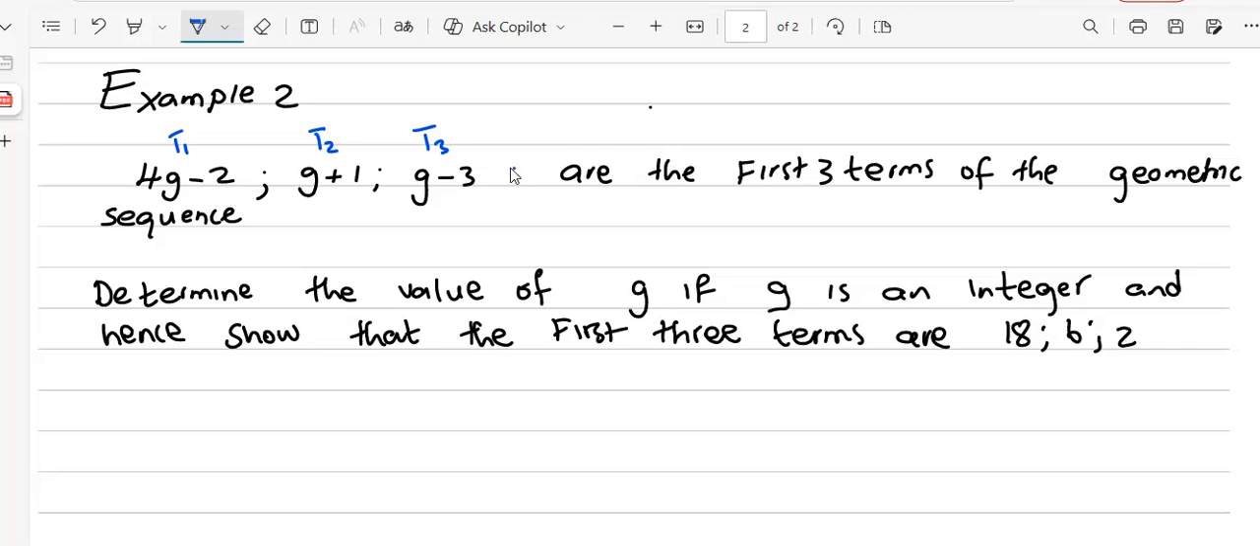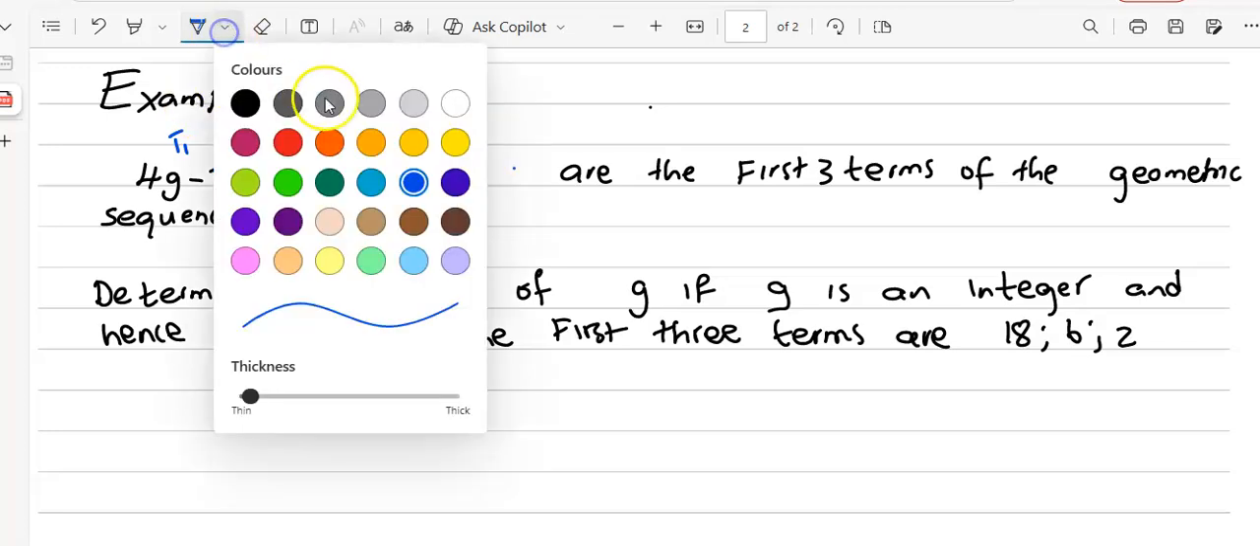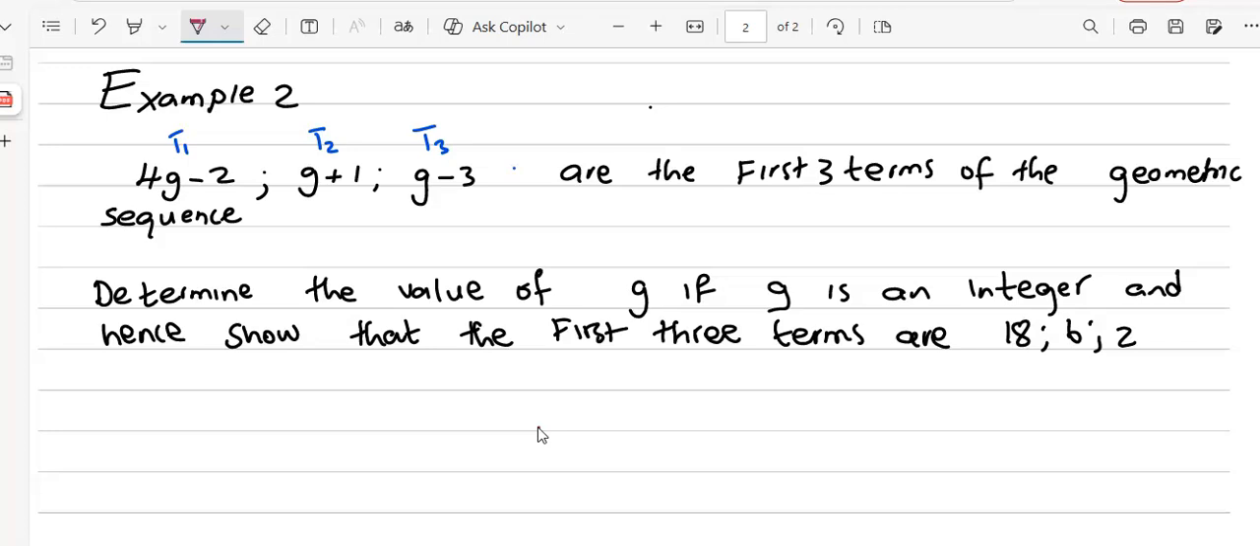So now, let's try and analyze this question. This is what you guys do in class with your teacher. Determine the value of g. Most of the time in class, you guys don't do the if statement. You'll be asking yourself, where is this if statement coming from? So now I'm going to focus on what I did with my teacher in class.